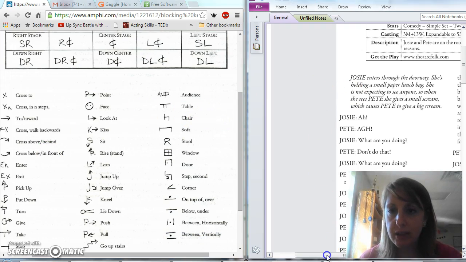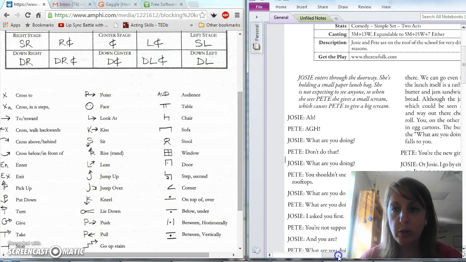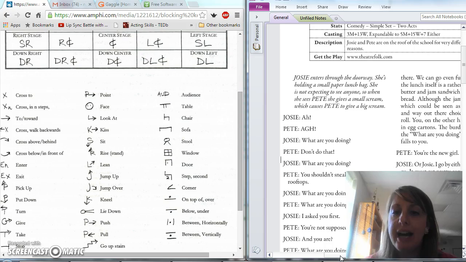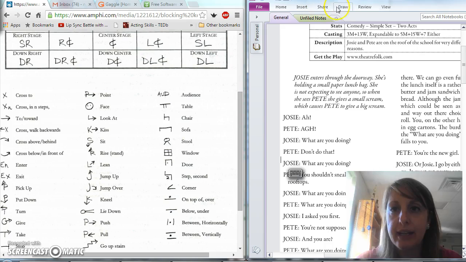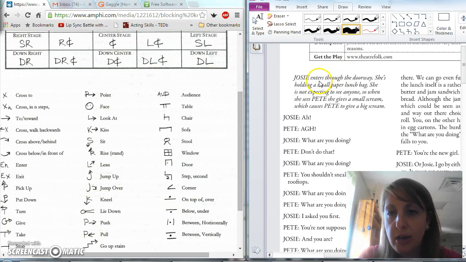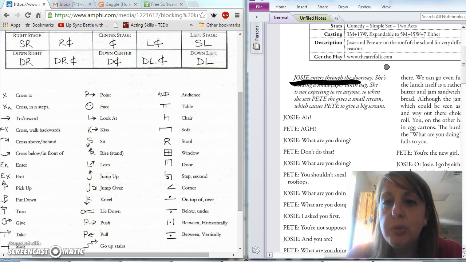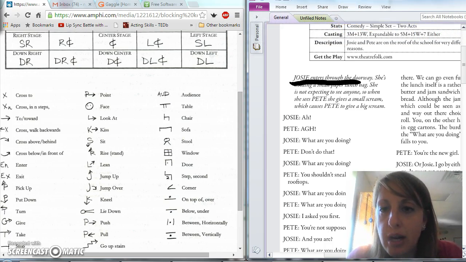So let's take a look at one of the scripts. I chose this Josie and Pete skit. I know a few of you have chosen to do this script. Now, when you have a script, I want you to, first of all, notice that there's already some blocking that's listed. So some of the blocking that's already listed here is Josie enters through doorway. One thing I want you to keep in mind is that you do not have to keep any blocking that's written in the play. You can choose whether or not to keep that blocking. You don't have to, but if you like it, you can keep it.